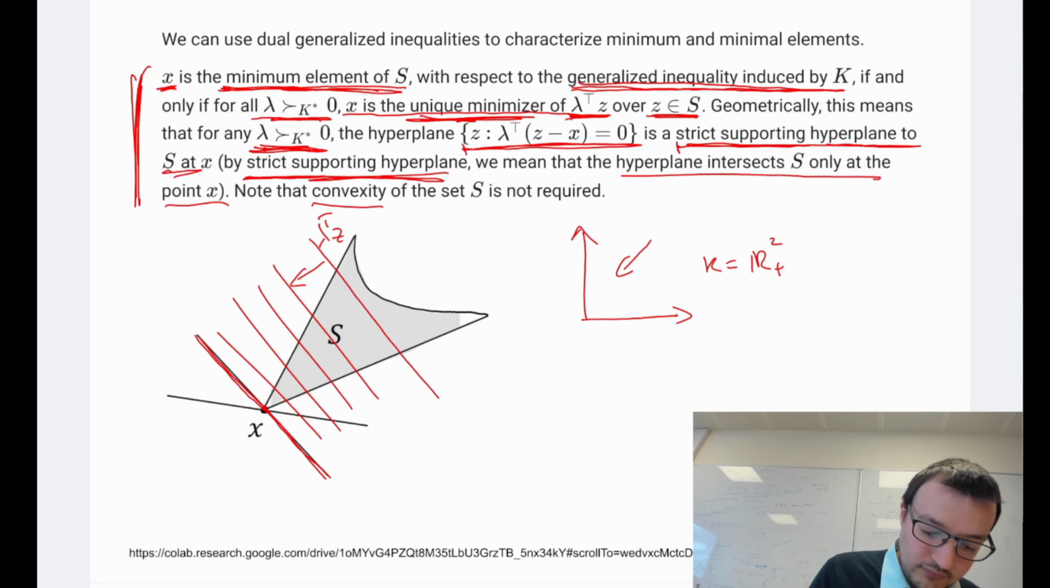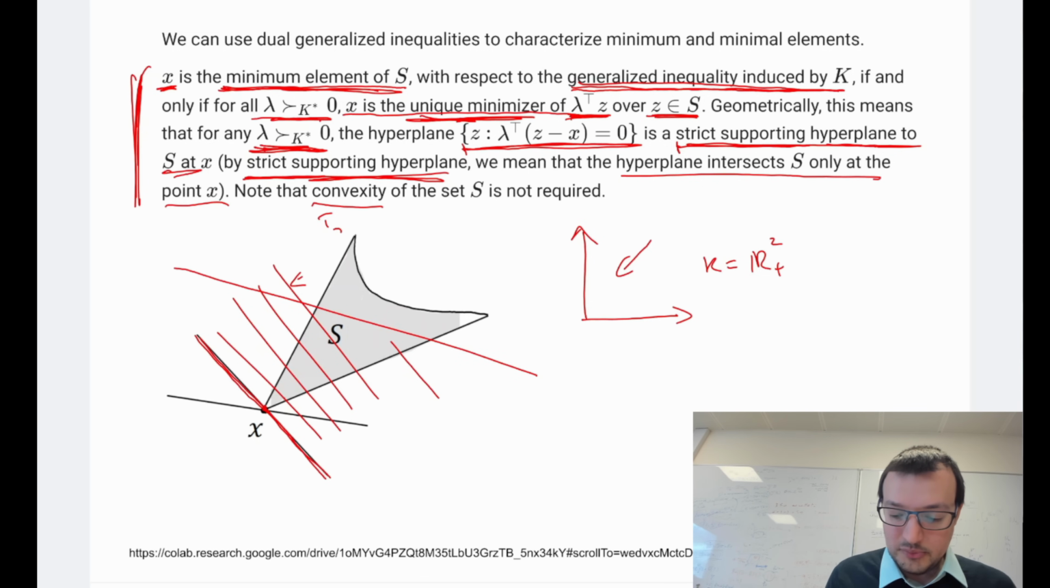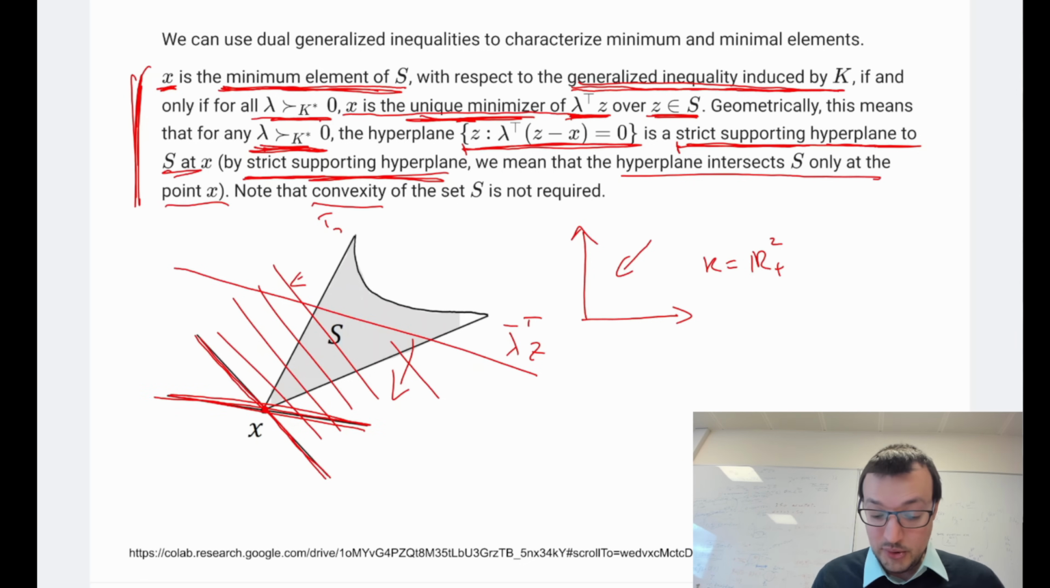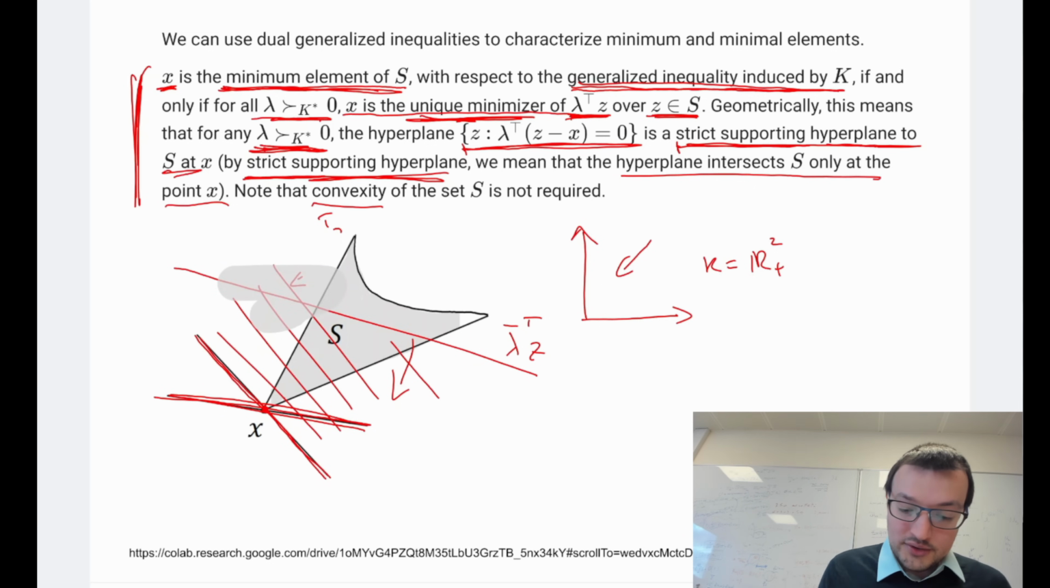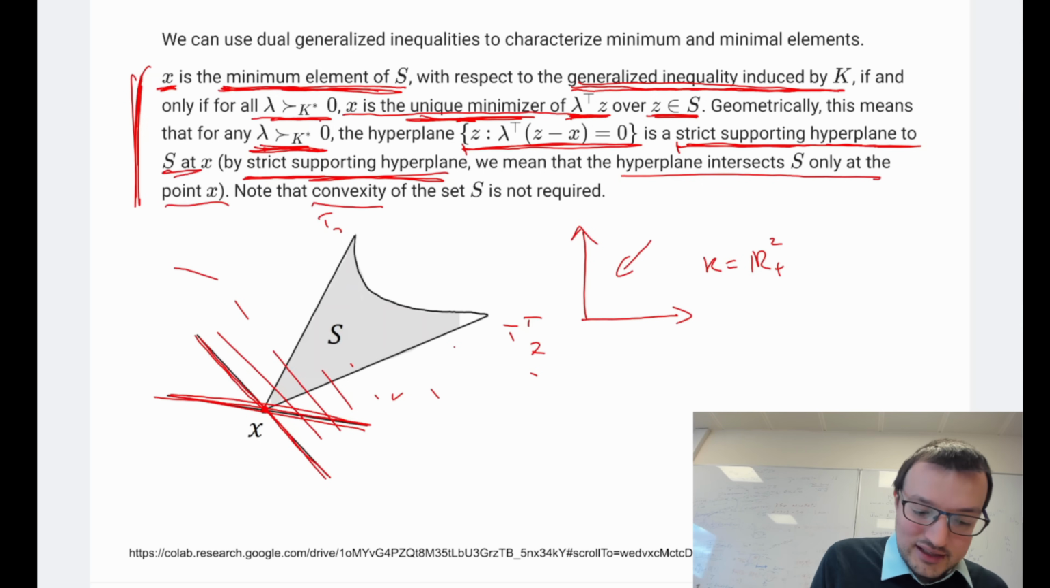Now the point is that we can do this with another hyperplane. Let's consider, for instance, lambda bar transpose Z, and we do the same. We end up with this hyperplane, which again has a unique minimizer, which is the same point. And we repeat this with all possible lambdas. That's in the definition.